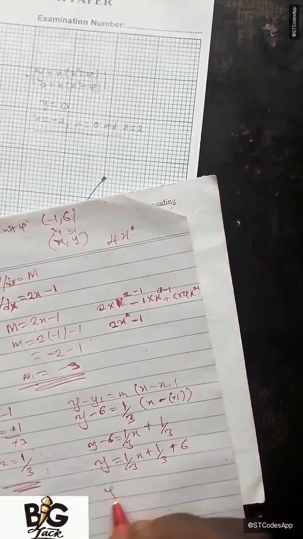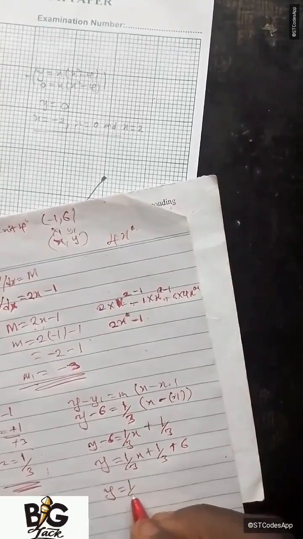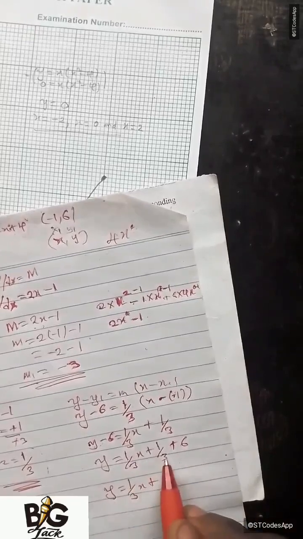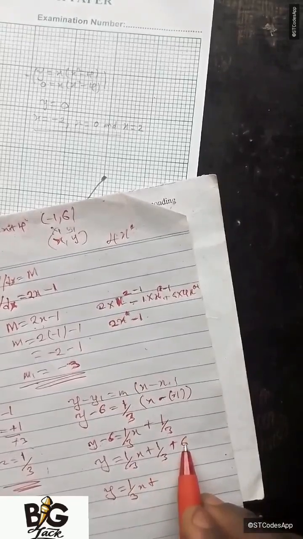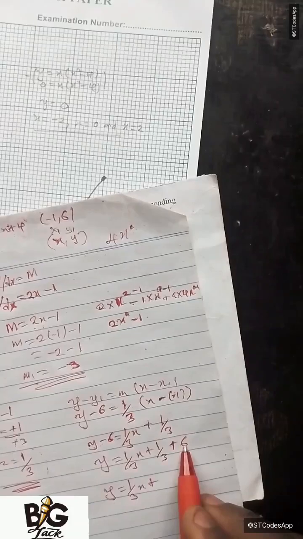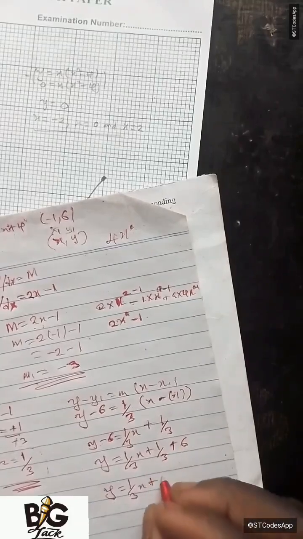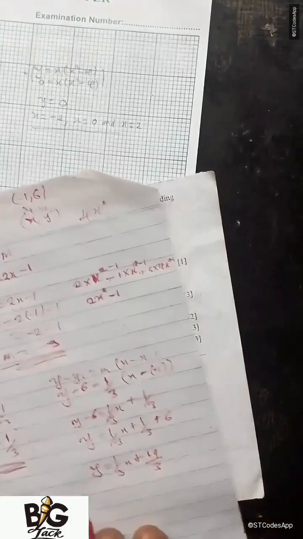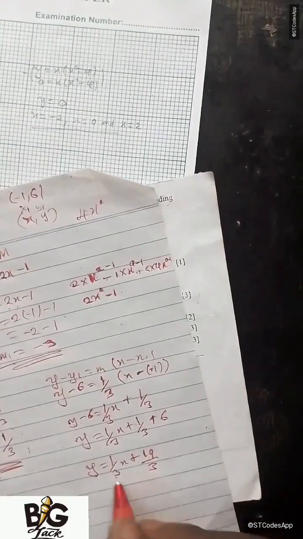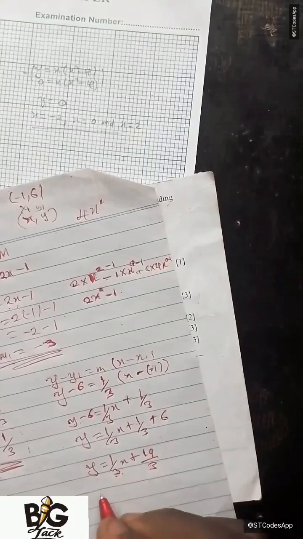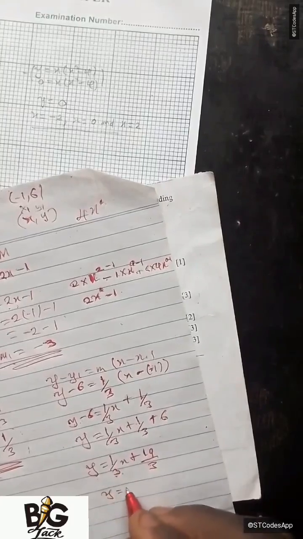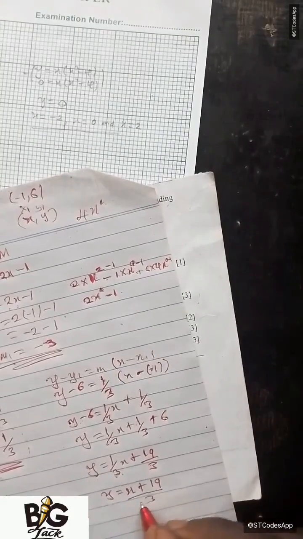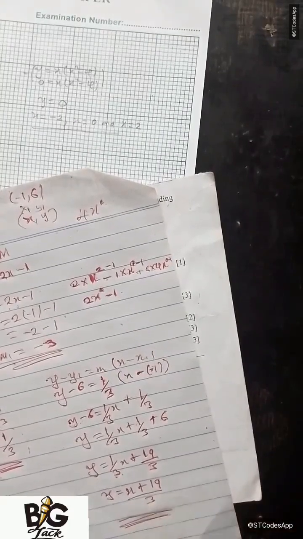Then from there now, I'm going to say 1 over 3 x plus 3 multiplied by 6, I'm going to get positive 18. 18 plus 1, I'm going to get 19 over 3. Now from there we can conclude that since here we are having same denominators, we can say y is equal to x plus 19 over 3. So this one here is our final answer.